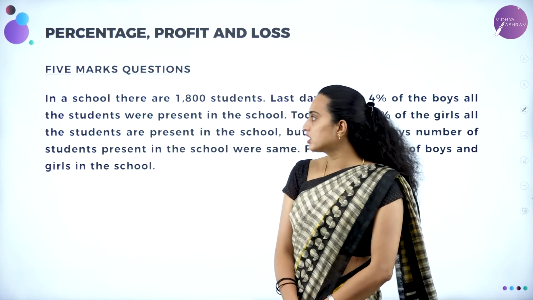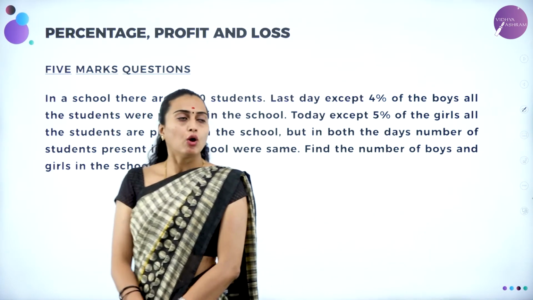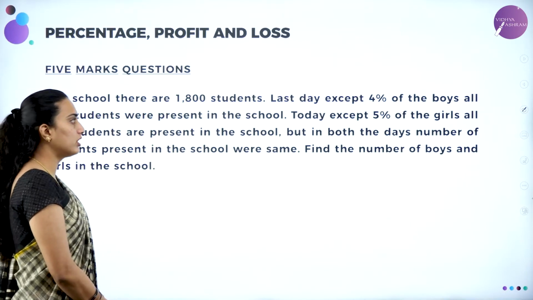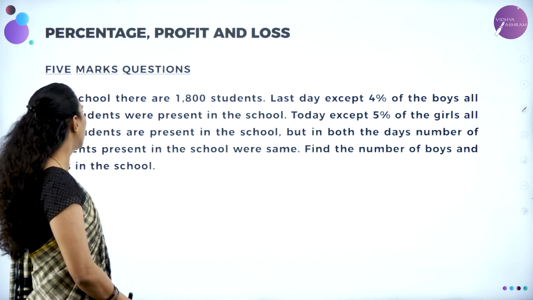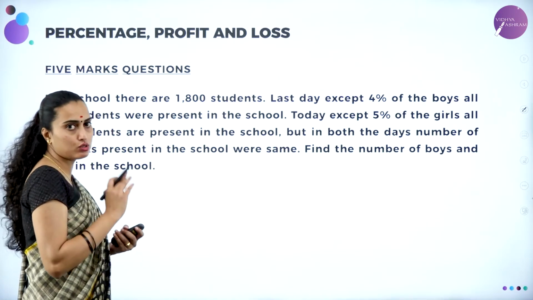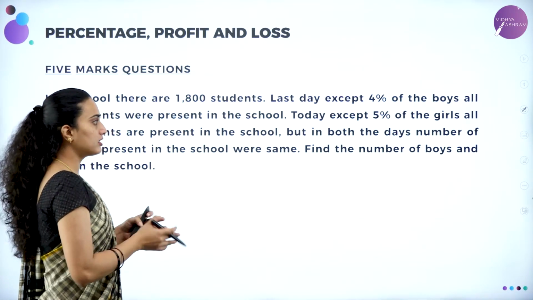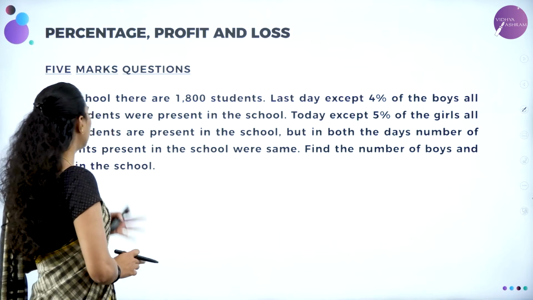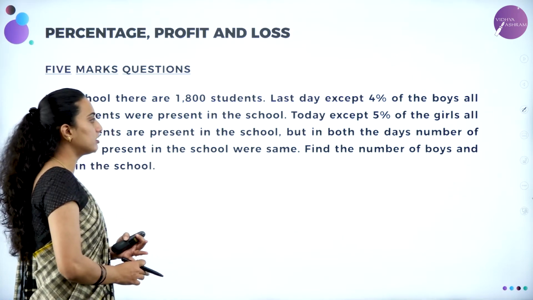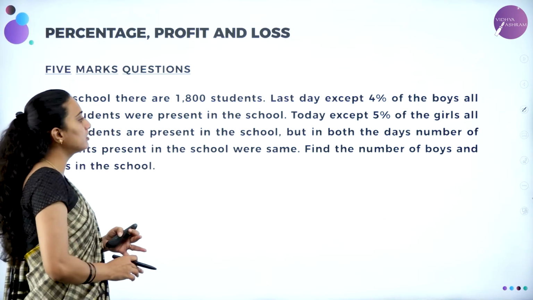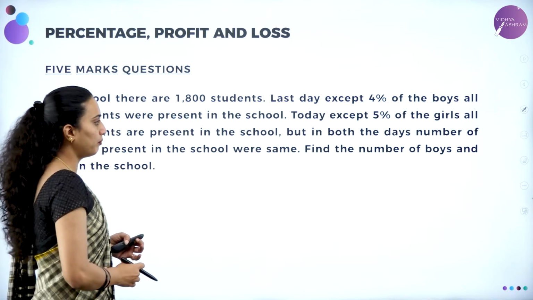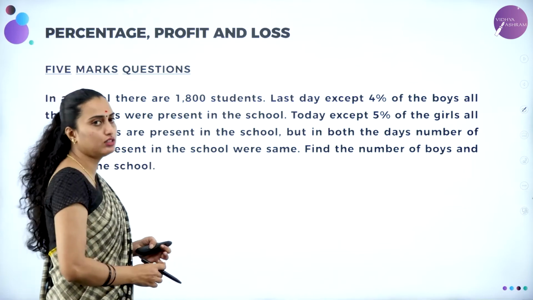What they have asked: in a school, there are 1,800 students. Last day, except 4% of the boys, all the students were present in the school. Today, except 5% of the girls, all the students are present in the school. But in both the days, the number of students present in the school were the same. Find the number of boys and girls in the school.